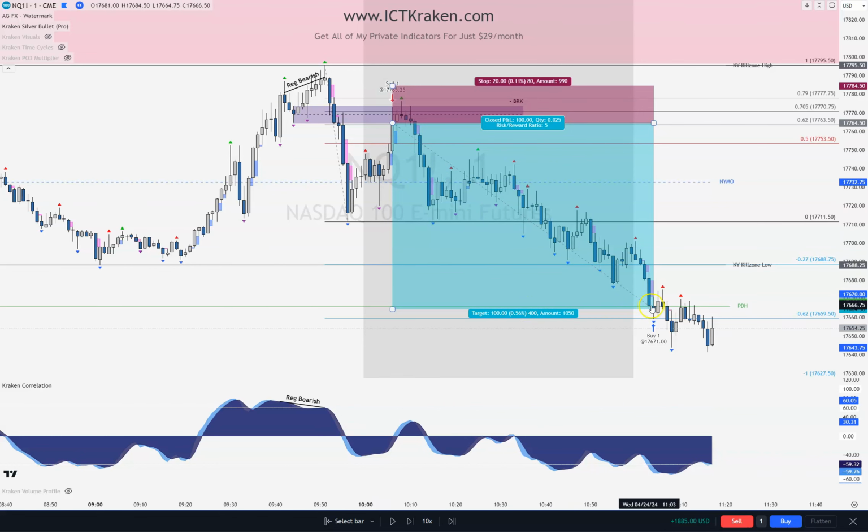We closed our trade right here, basically suffocating it, and it took us out before it hit our TP. Fine, it's cool. We got 1885 in this trade scenario right here with 1 contract on the minis. So there you go. That's your AM Silver Bullet trade on Wednesday, April 24th, using the Kraken suite of indicators.